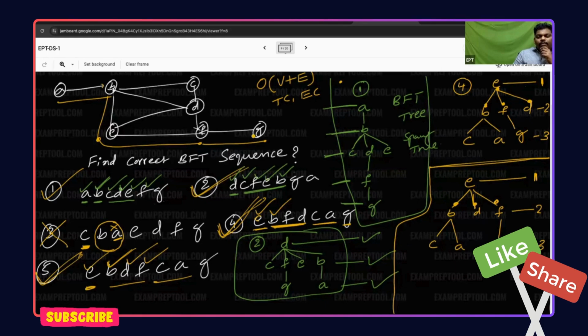How many levels did you get in DFT? Now itself we got 4. Sorry, A to B, B to E, E to F, F to G. Levels, how many? 1, 2, 3, 4, 5. 5 levels. Anyhow, we are going to see DFT in a few more minutes.